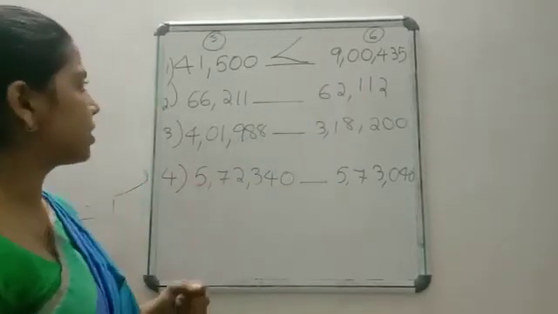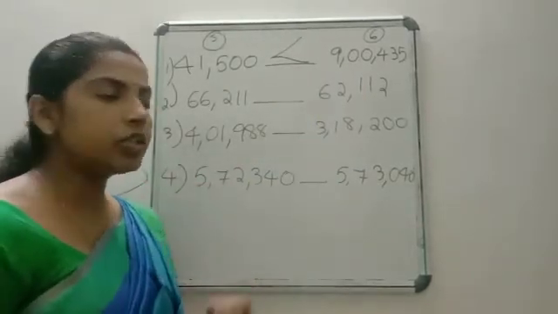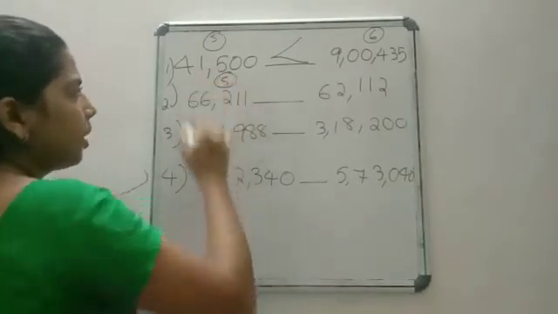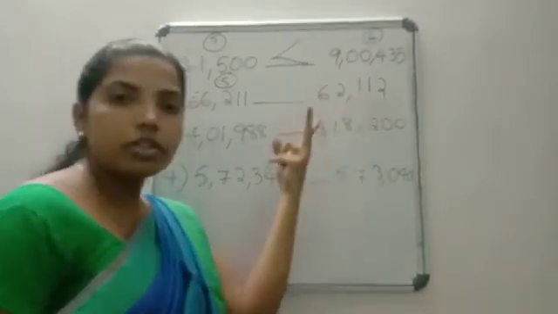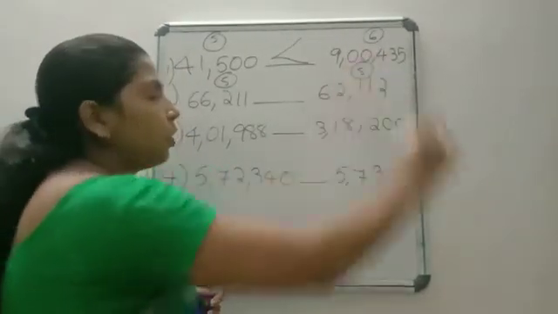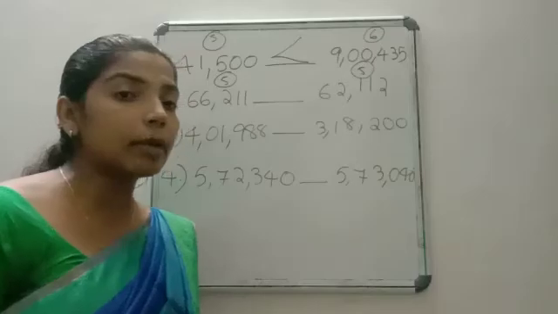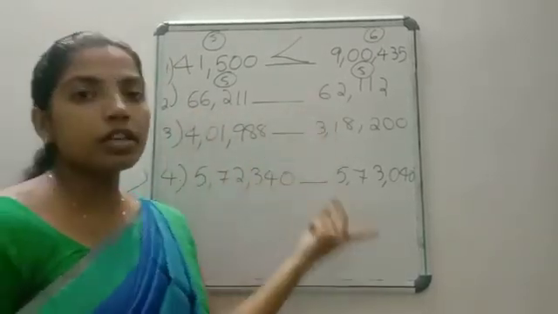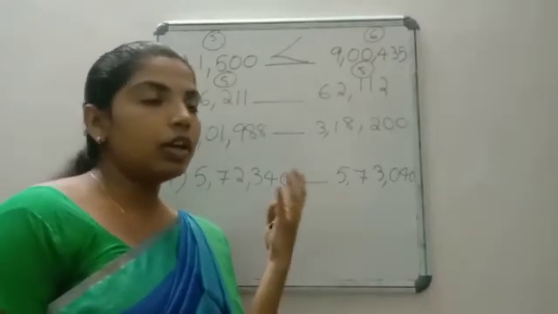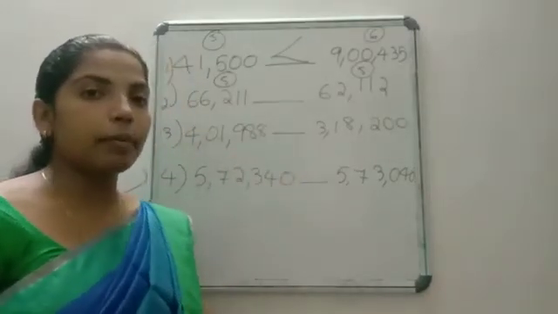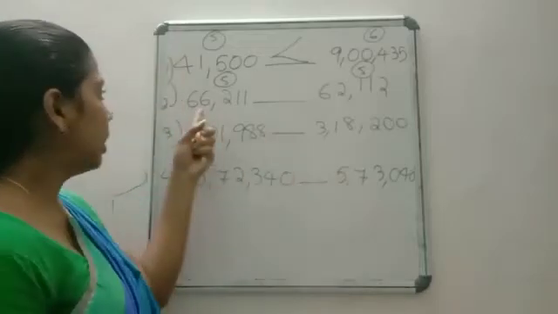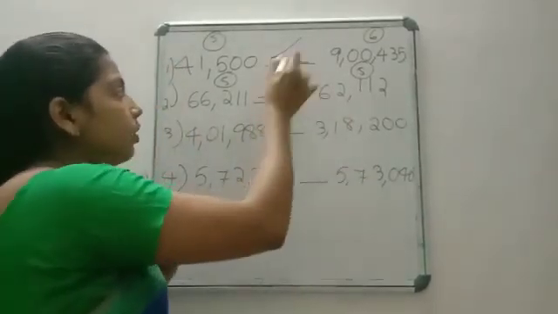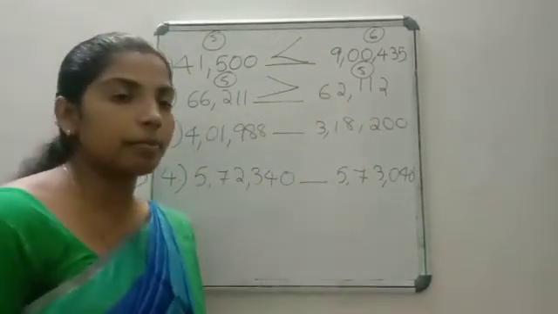Okay, now the second question. Let us check the number of digits. 1, 2, 3, 4, 5. This is a 5-digit number. 1, 2, 3, 4, 5. This is also a 5-digit number. So we cannot use our first step. Move to the second step. What is the second step? Check the first digits. 6 and here also 6, the same. No, we cannot say anything, so we have to move to the next step. We have to check the second digit. 6 and 2, which is greater? 6. So without any doubt we can say this number will be the greatest number.